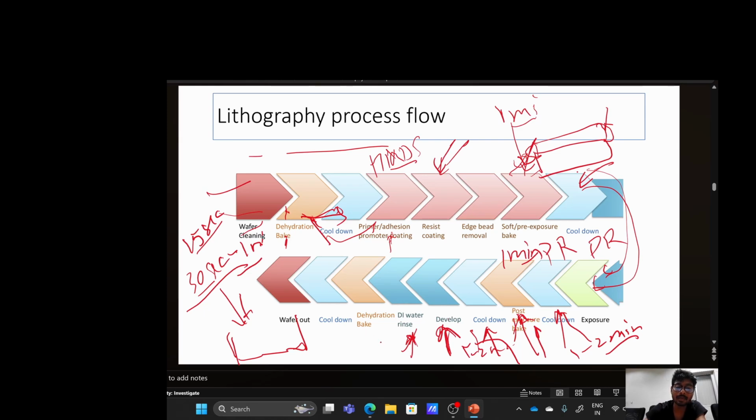And then comes the dehydration bake. After DI rinsing, you go for the dehydration bake, but before it, at this point, you can check in the microscope whether your feature size is perfect or not. If it is underdeveloped, you can develop it more by keeping it in the developer for some more seconds. If it is overdeveloped, you just remove the photoresist and do the process again. Otherwise you will be wasting your wafer.